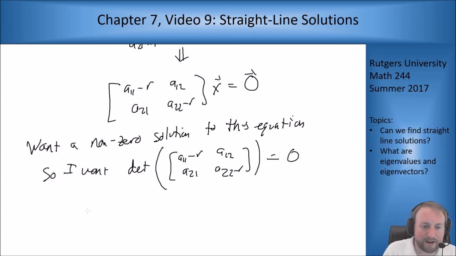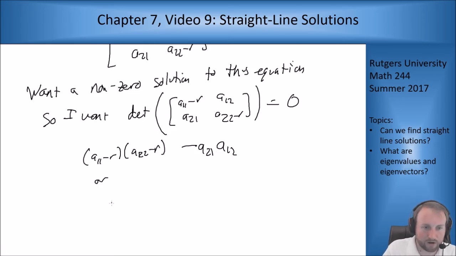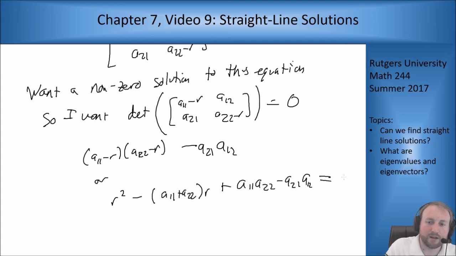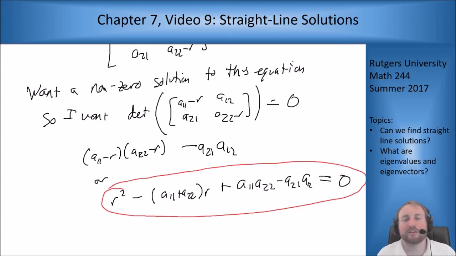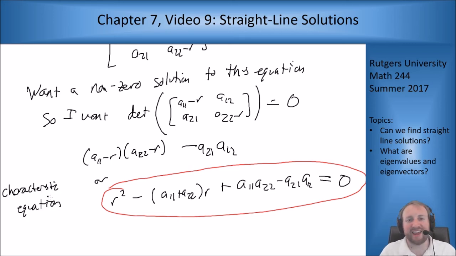And if I write that out, that is going to be (a11 minus r)(a22 minus r) minus a21 a12, or if I expand it all out, r squared minus (a11 plus a22) r plus a11 a22 minus a21 a12 equals 0. And this here is called the characteristic equation of this matrix. It's the characteristic equation of the matrix and of the ODE system as a whole, since they're kind of the same thing.